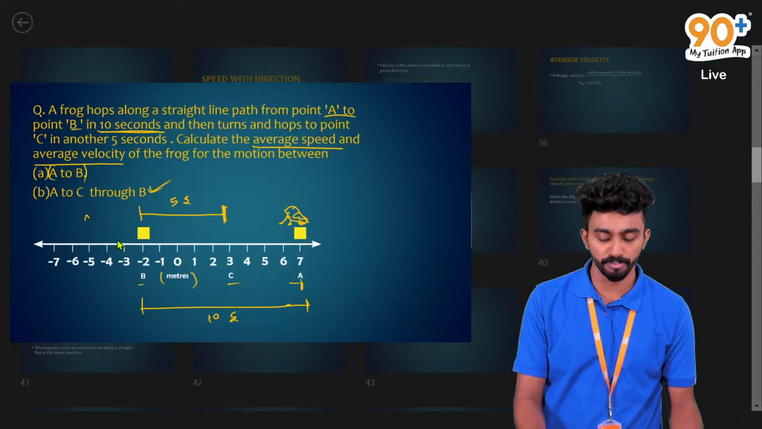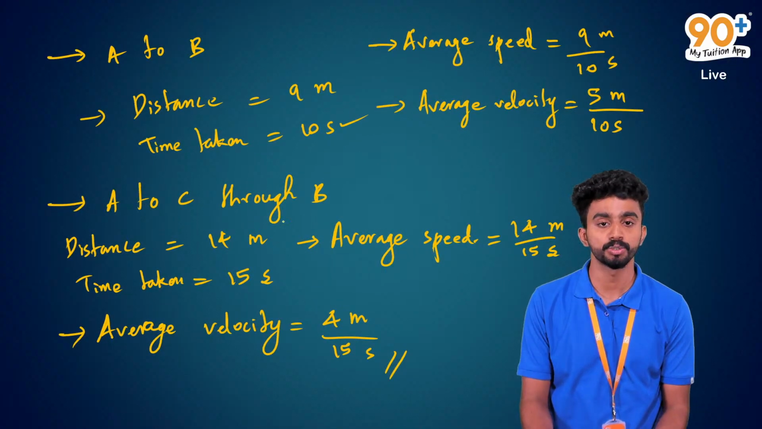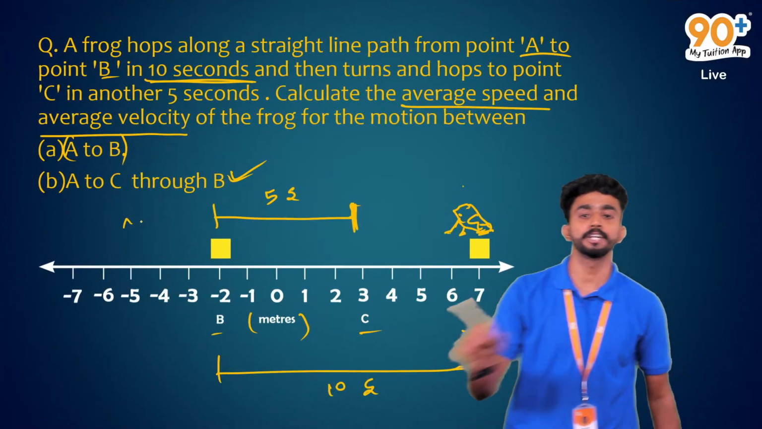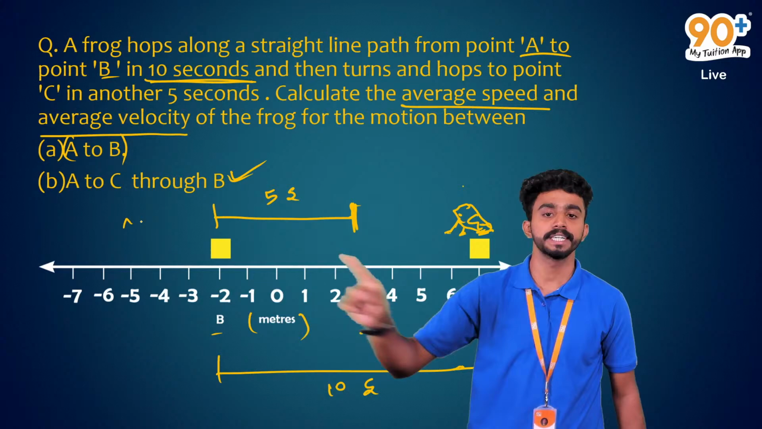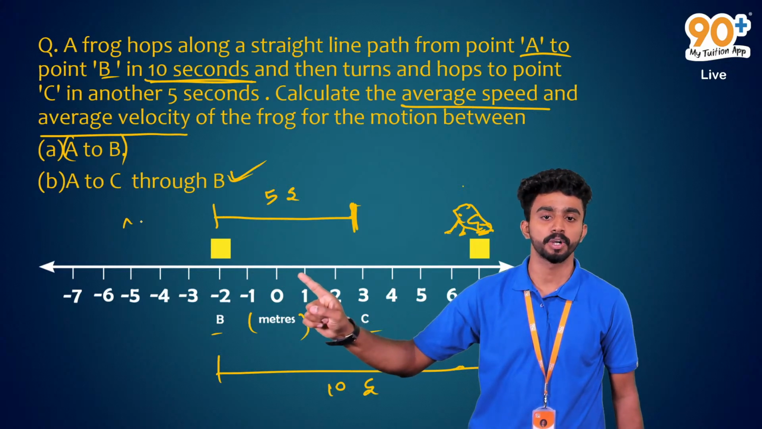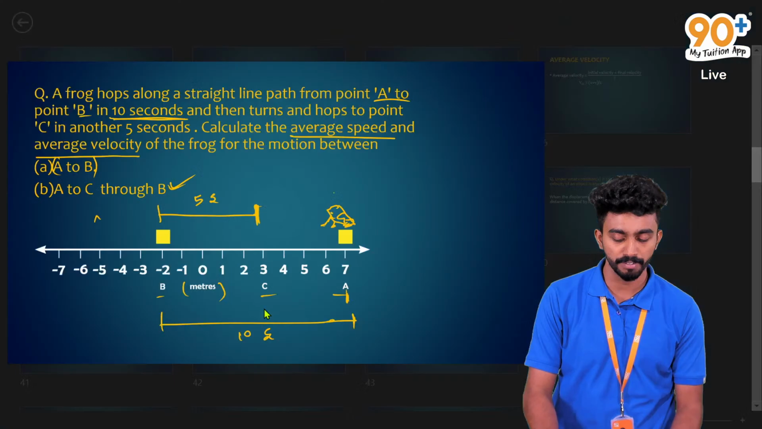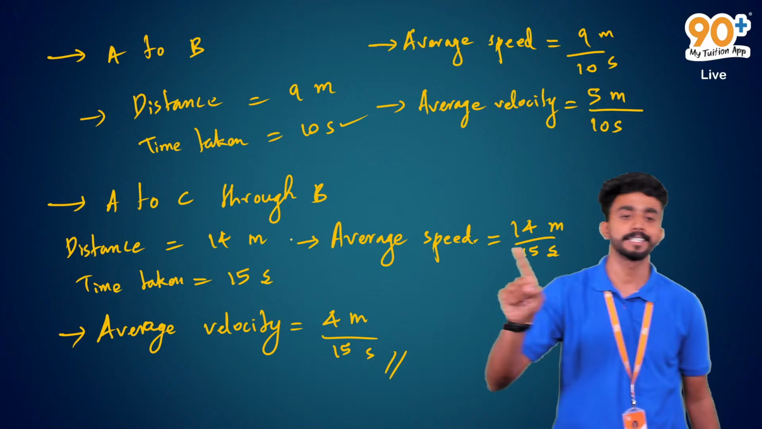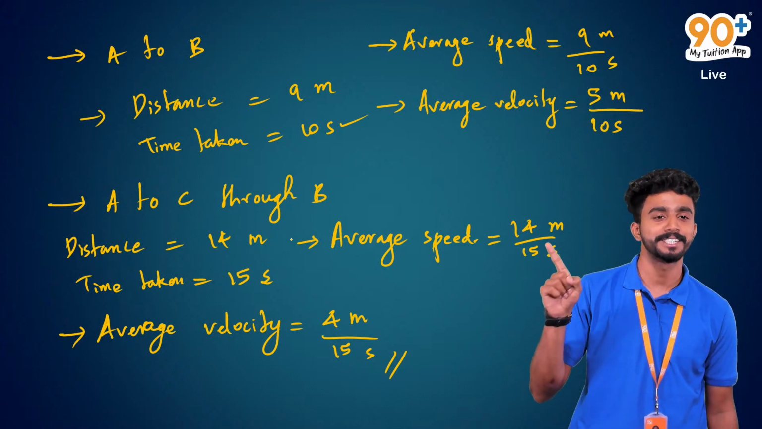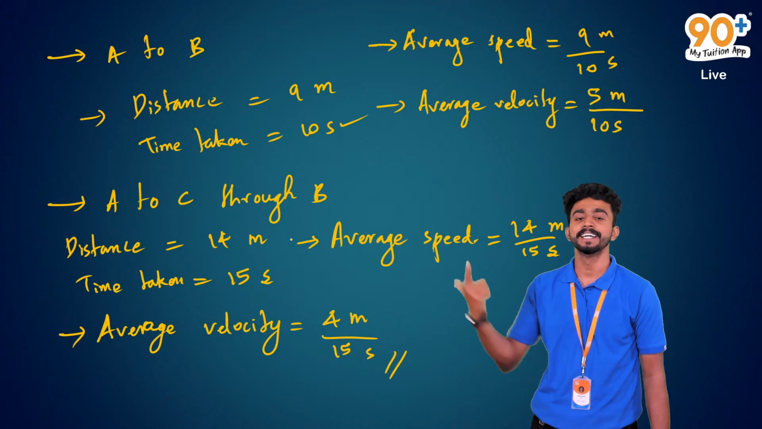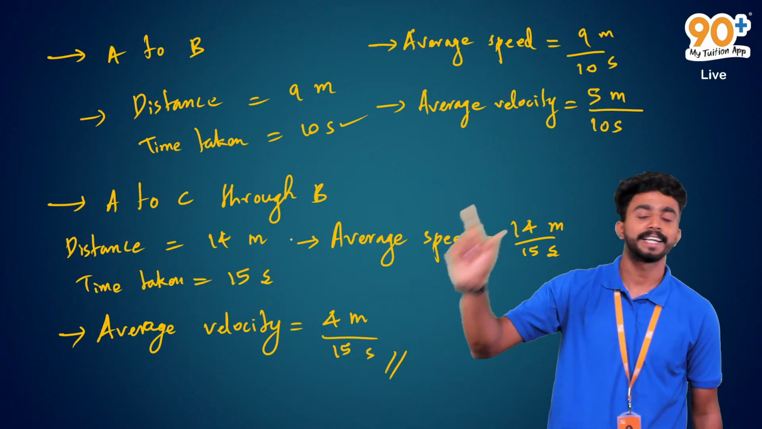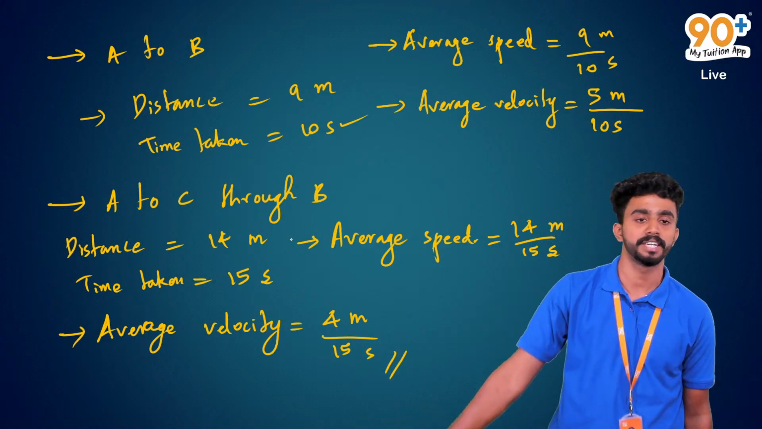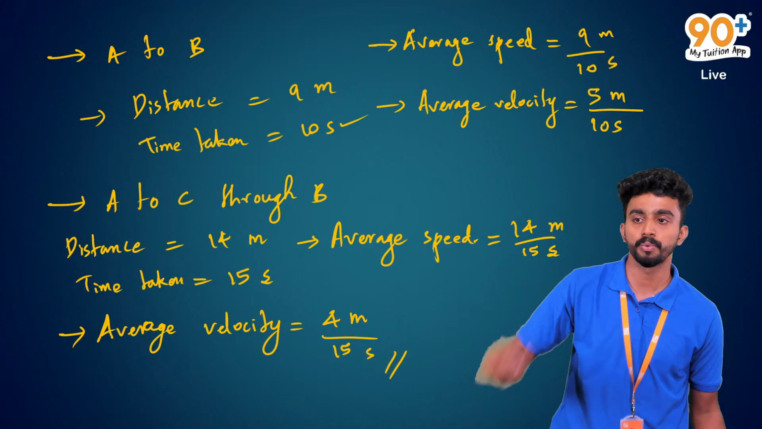So in the first case, what did we do from A to C through B? We have measured the distance, right? For the distance, from A to B it is 9 units. So from here to C, it is 10, 11, 12, 13 and 14. I hope it is clear for you. So we have considered the total distance is 14 meters. The average speed is total distance divided by the total time, so it is 14 meters divided by 15 seconds. And after that, we have found the average velocity, that is the shortest distance from the initial position to final position, that is 4 meters divided by 15 seconds. Got it? So this is how we got the answers.